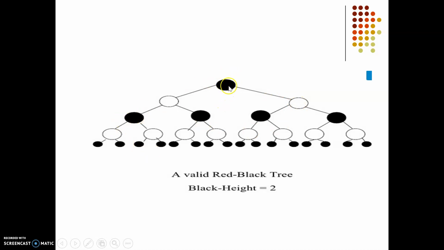In every path from root node to leaf node, we will be having an equal number of black nodes. For example, from here, we are having two black nodes. In this path also, we are having two black nodes. In this path also, we are having two black nodes.